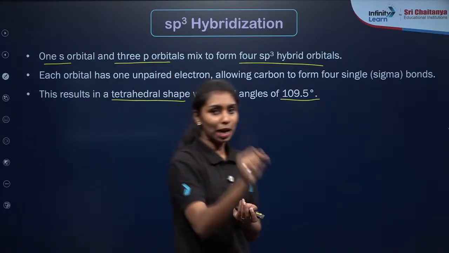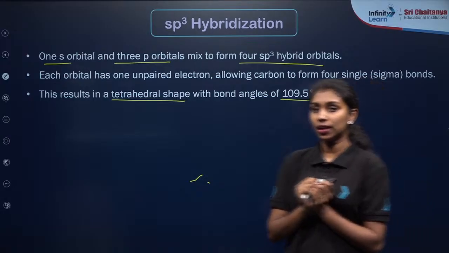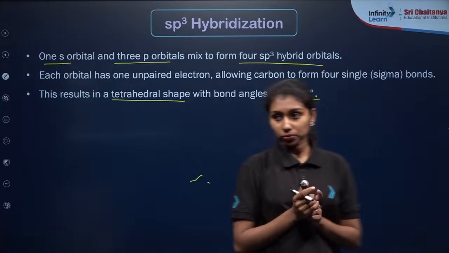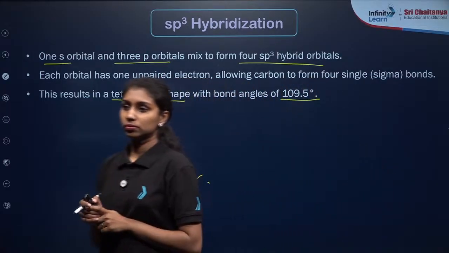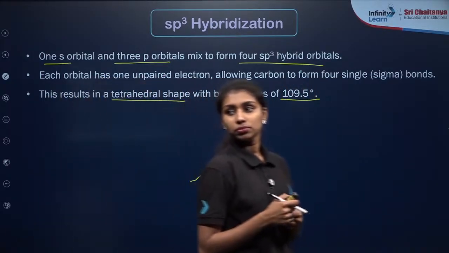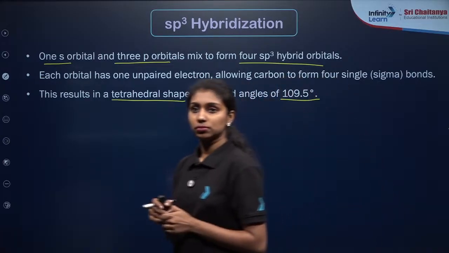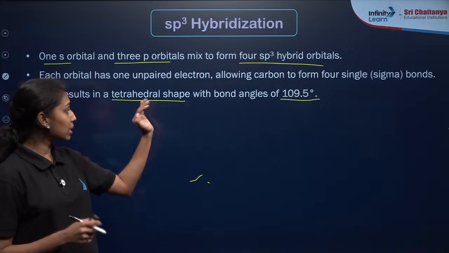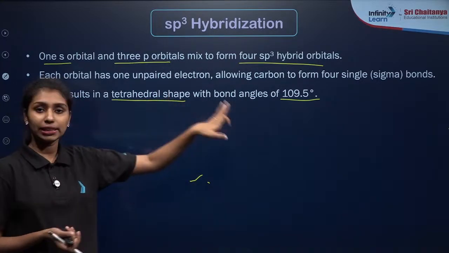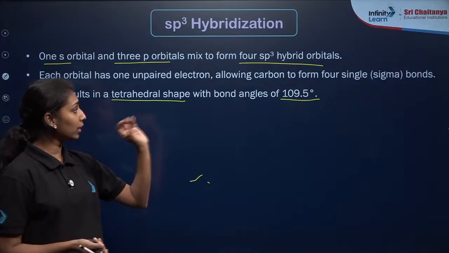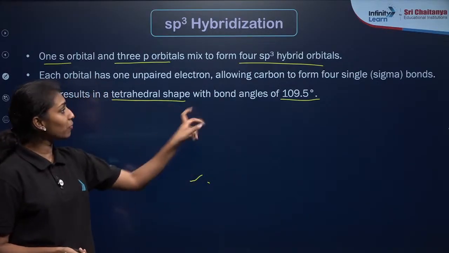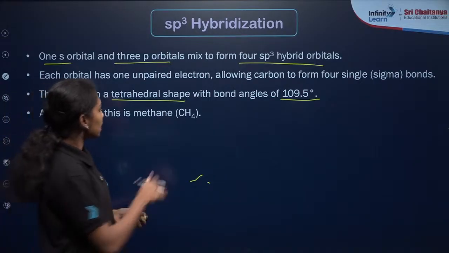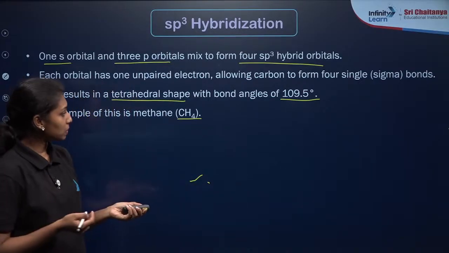Just recall the sp hybridization. What is the shape of the sp hybridized orbital? In the case of sp hybridization, the shape is linear with 180 degrees, right? sp2 means trigonal planar with 120 degrees. Here it is tetrahedral shape with bond angles of 109.5 degrees. Clear? So let's see one example, that is the methane molecule CH4, having the hybridization of sp3 orbital.